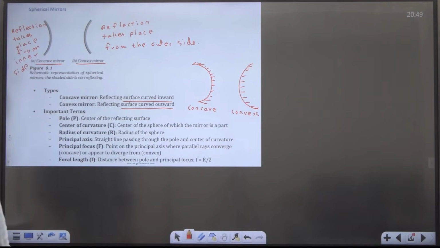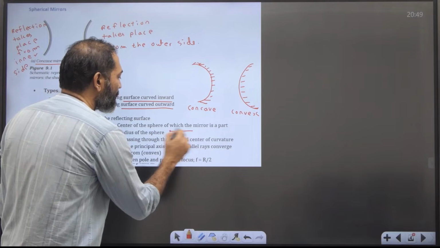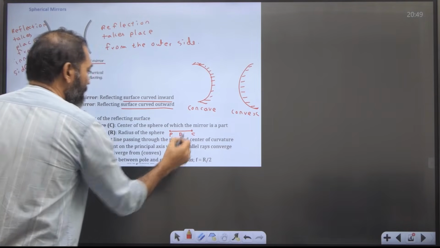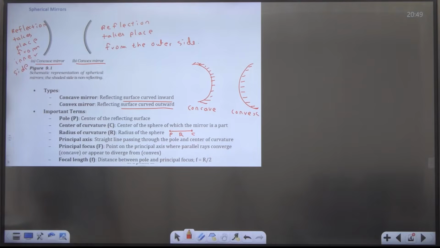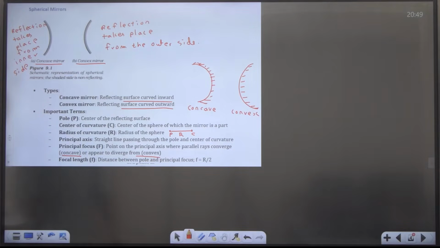Now let's see. Pole is the center of the reflecting surface. Center of curvature is the center of the sphere of which the mirror is a part. Radius of curvature is the radius of the sphere, or the distance between pole and center of curvature. This distance is the radius of curvature. Principal axis is the straight line passing through the pole and center of curvature. Principal focus is the point on the principal axis where parallel rays converge in the case of a concave mirror, or appear to diverge from in the case of a convex mirror.